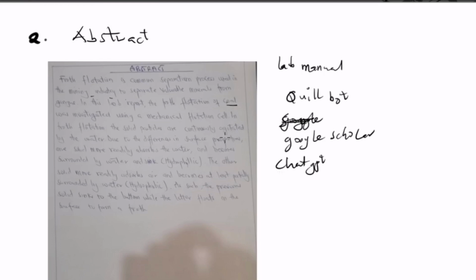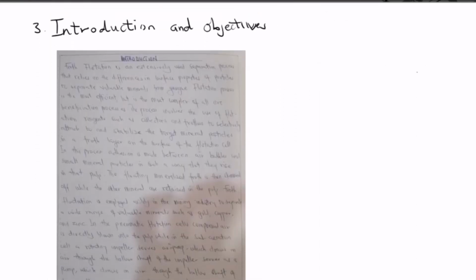And let's move on to the third one, which is very important to us. The third one is the introduction and the objective. I love this part because every lab manual has this in it, especially the objective. The objectives are in the lab manual. Just take it and write it. So you write your introduction.